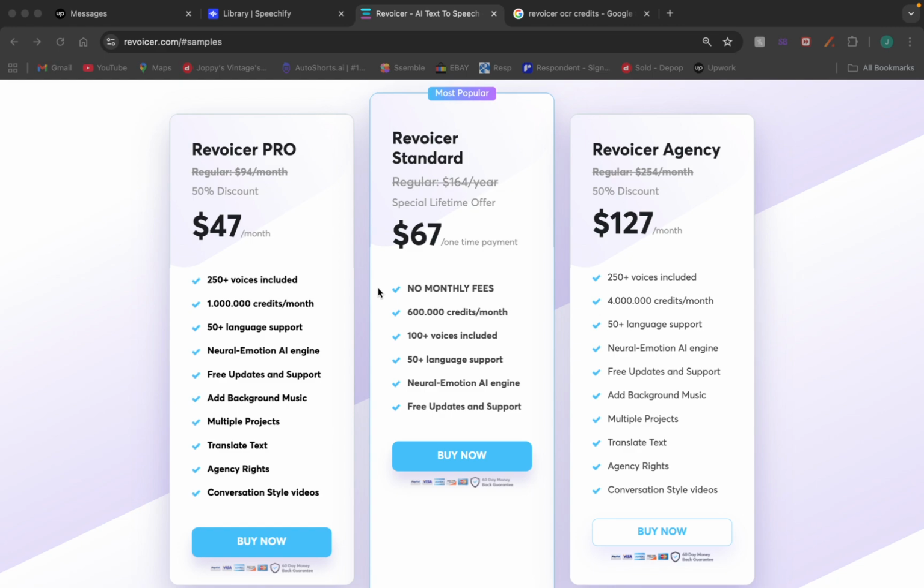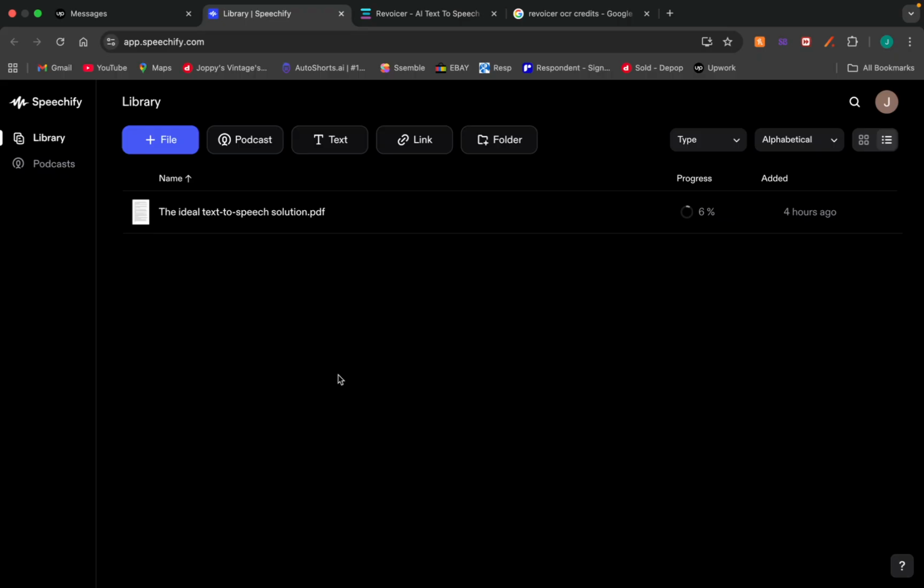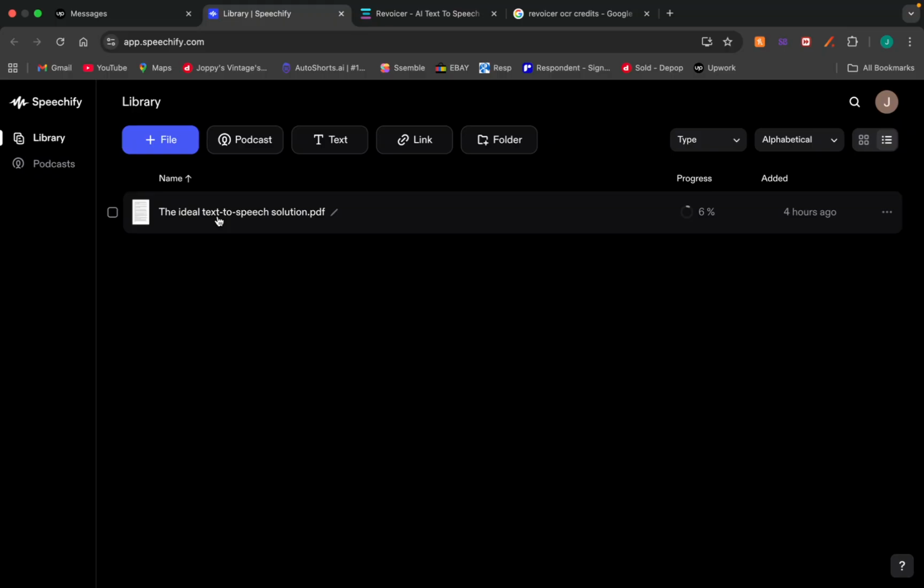to Speechify. I'm going to start with Speechify so I can actually use and test some of the features, and then I'm going to compare the information from the Revoicer website for the different allowances and price points. Right, so first of all, I'm going to open a PDF document. So you can use the OCR format on Speechify. You can upload an image, it can read the text out for you.